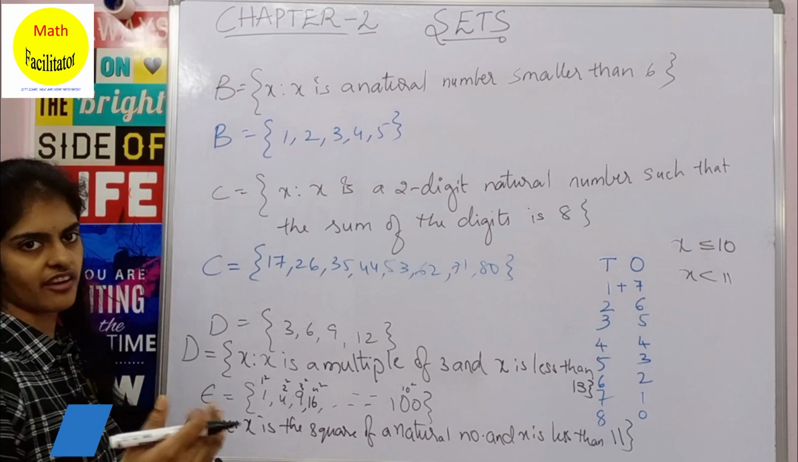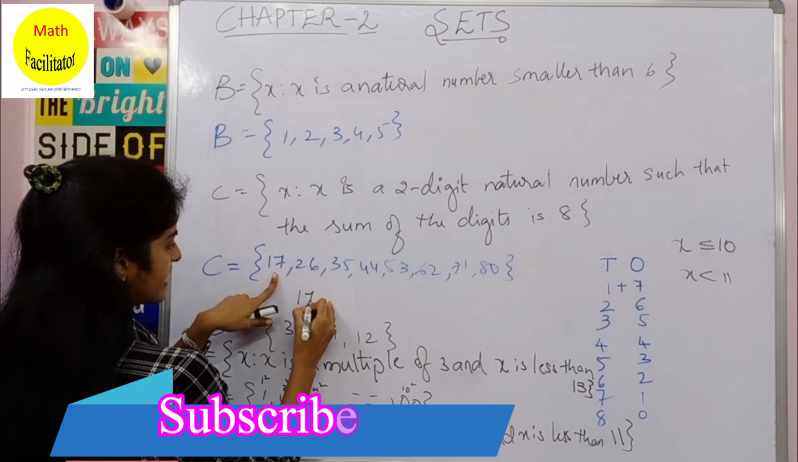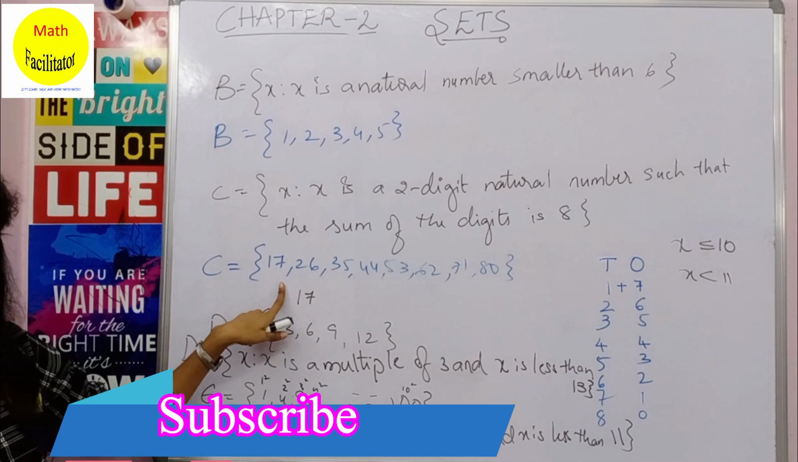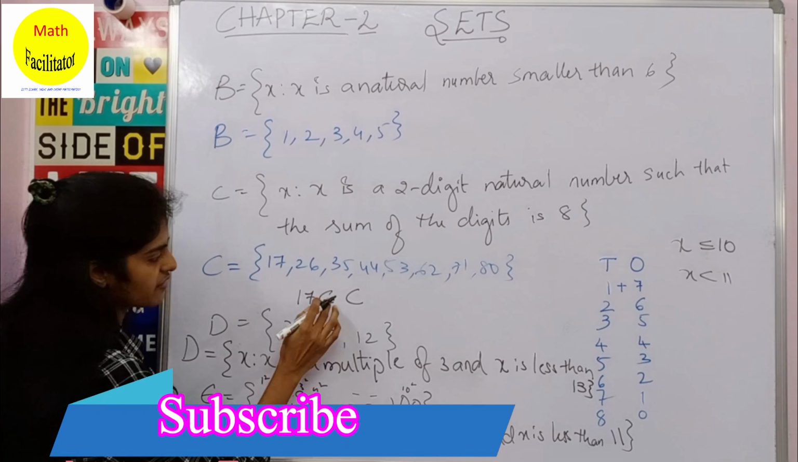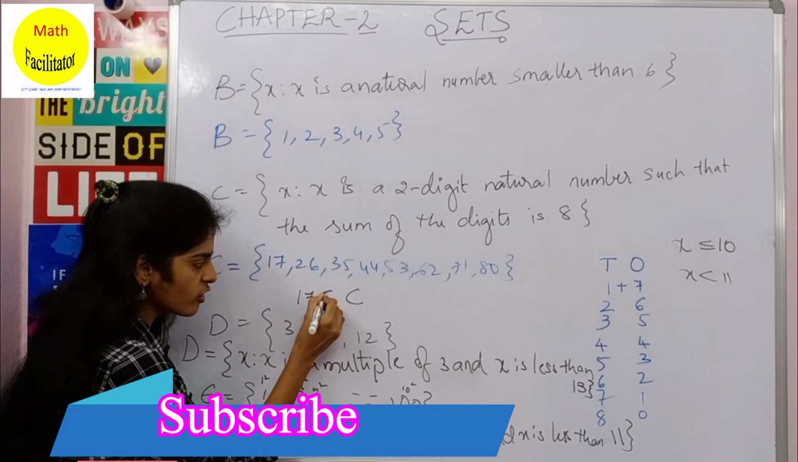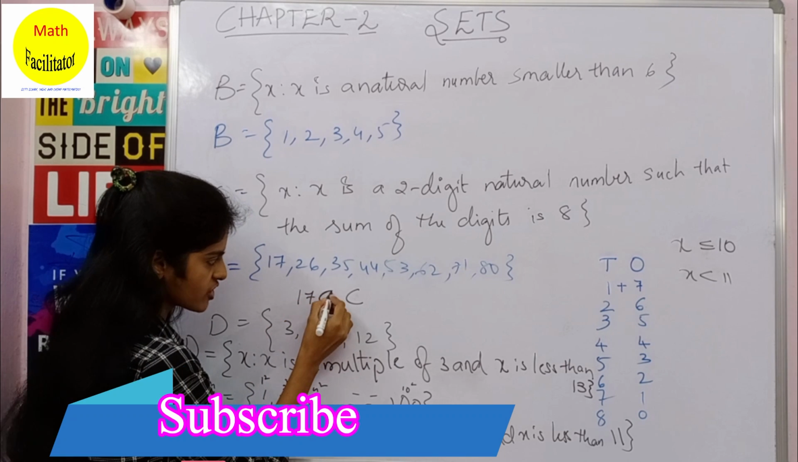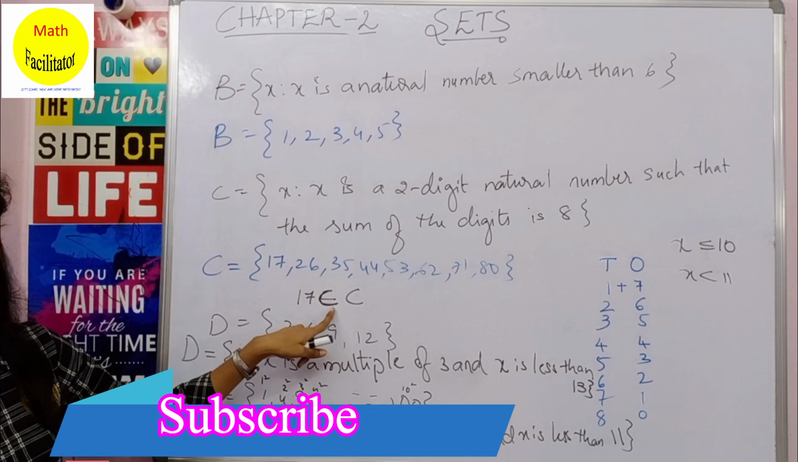Another thing you have to learn regarding sets is, here you can see 17 is an element of set C. So you can write 17 belongs to C. This is how you write that 17 is an element of C. You write the belongs to symbol in this way: you write C and you write a line in between. Okay, so this is the belongs to symbol.